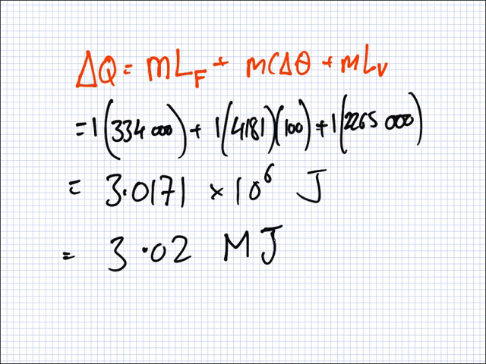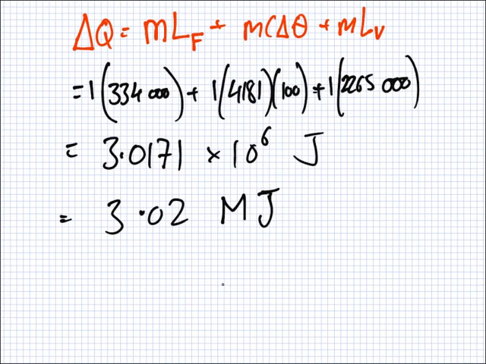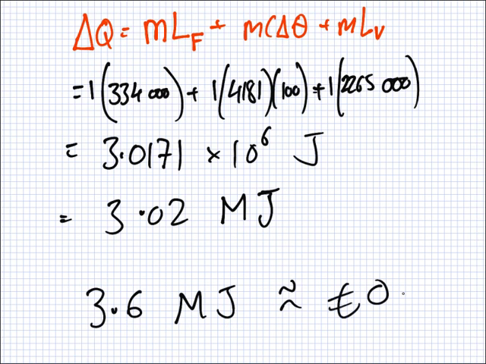Just to give you an idea, that's a lot of energy. 1 kilogram of ice to steam doesn't seem like a lot, but it is a lot of energy. I think in Ireland, 3.6 megajoules will cost about 20 cent. Maybe a little bit more, 25 cent maybe. So, you do that 4 times and that's €1.